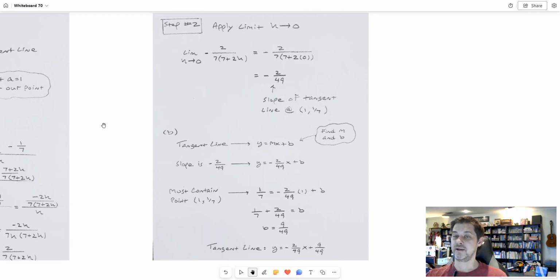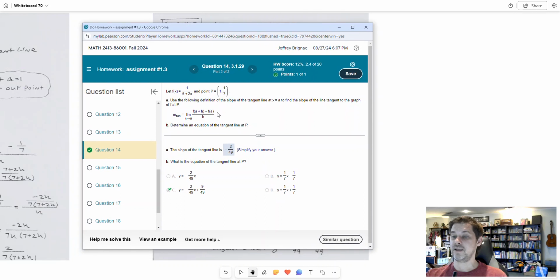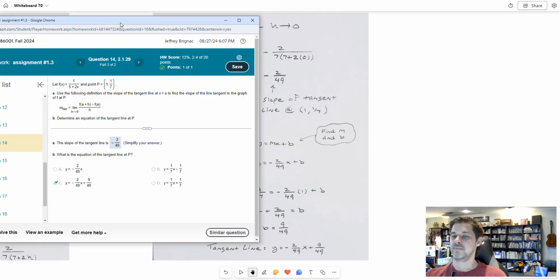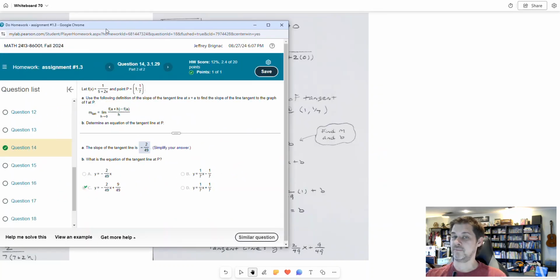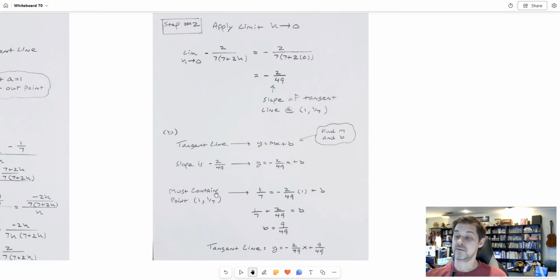Okay? All right. So there would be my answer to part A. What is the slope of the tangent line at the point that was given for the curve that was given? Negative 2 over 49. You see it right there. The second part is what is the equation of the tangent line at the given point? Well, so I would do that in 3 steps, okay, with 3 concepts. First of all, the tangent line is what? It's a line.